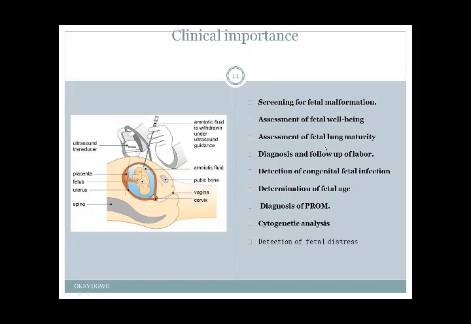Assessment of the fetal maturity, as I discussed with you. Diagnosis and follow-up of labor. Detection of fetal infection by the amniotic fluid which we withdraw, and determination of the fetal age. Diagnosis of premature rupture of membranes: if it is obvious on the slides and on speculum examination the patient is draining liquor, we confirm that the patient has rupture of membranes. Cytogenetic analysis as well. Detection of fetal distress: when the fluid is meconium stained or blood stained, it can give us a clue about fetal distress as well.